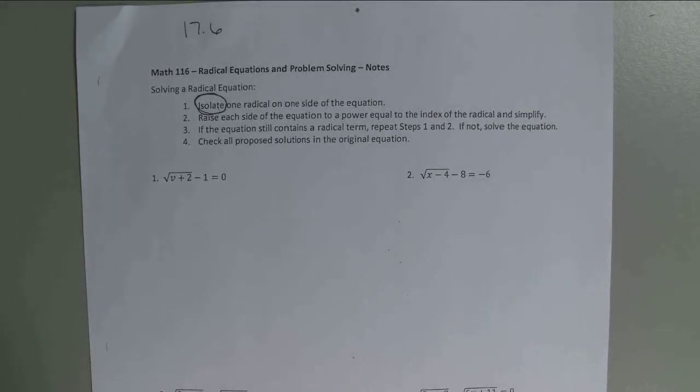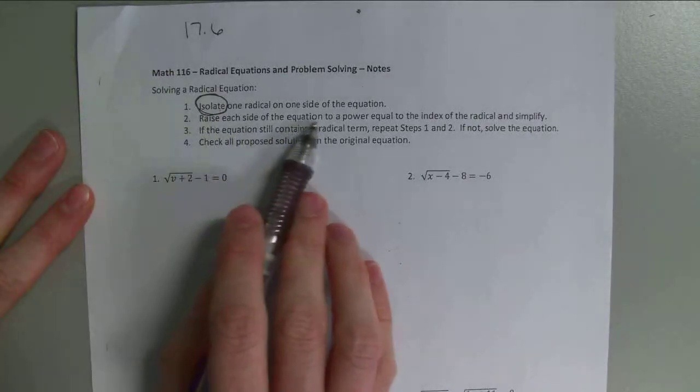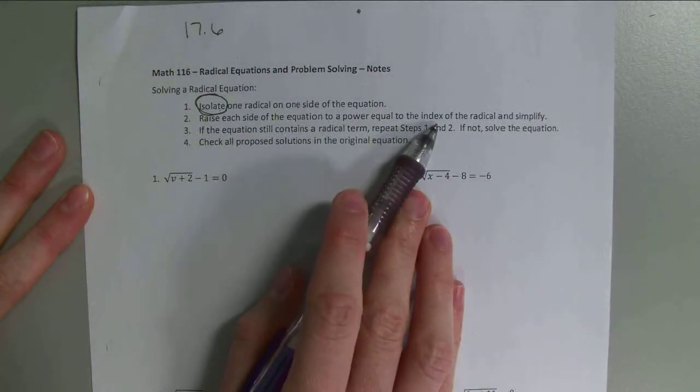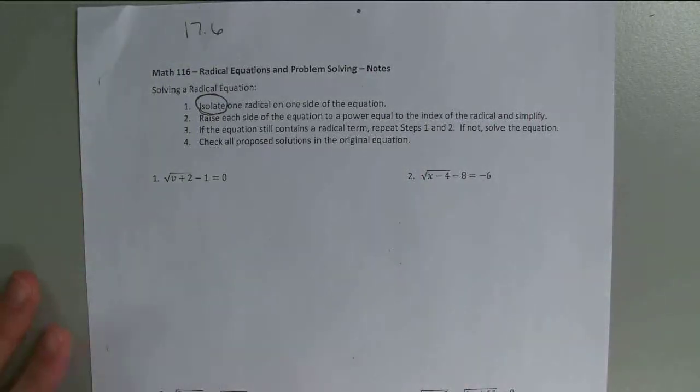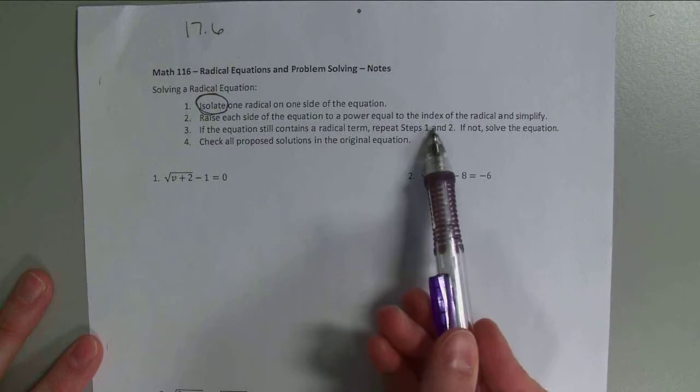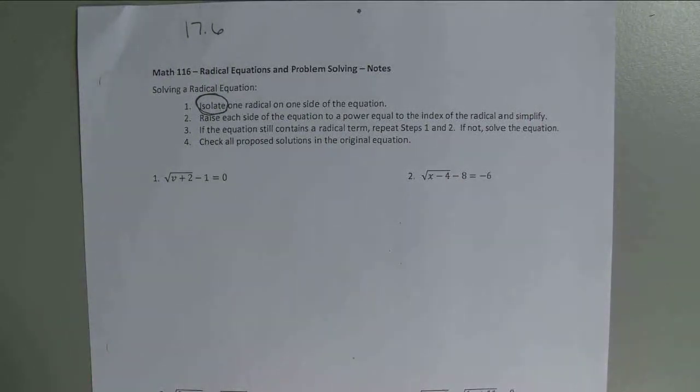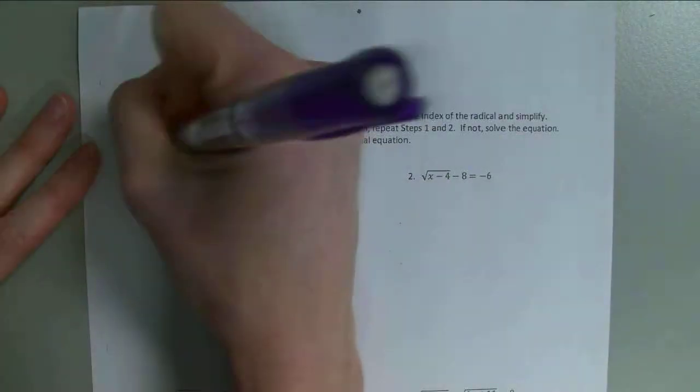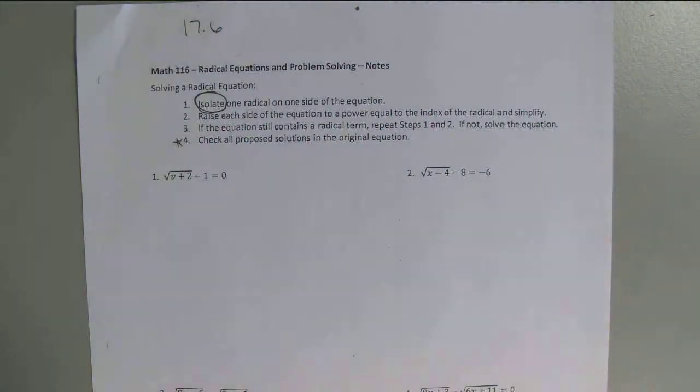So we're going to isolate the radical, and then we ask ourselves, what kind of radical do we have? Do we have a square root or cube root or whatever? Because we're going to raise each side of the equation to the power equal to the index. So if it's a square root, we're going to square it. If it's a cube root, we're going to cube it, and so forth. And we're going to go from there. If we do have a second radical, we're going to have to repeat steps 1 and 2. The key thing here is we do need to check our solutions because sometimes we get extra solutions. They're called extraneous solutions that are not part of the answer, all right?